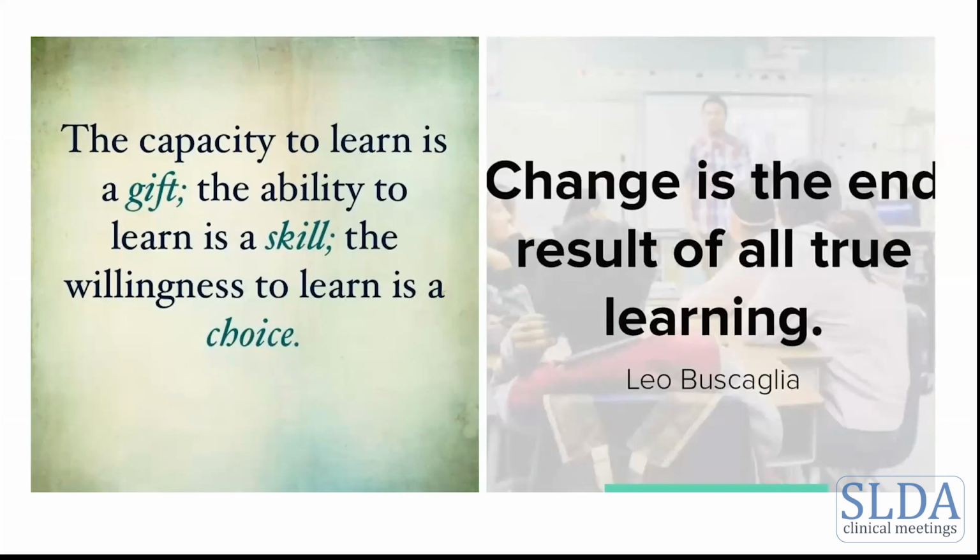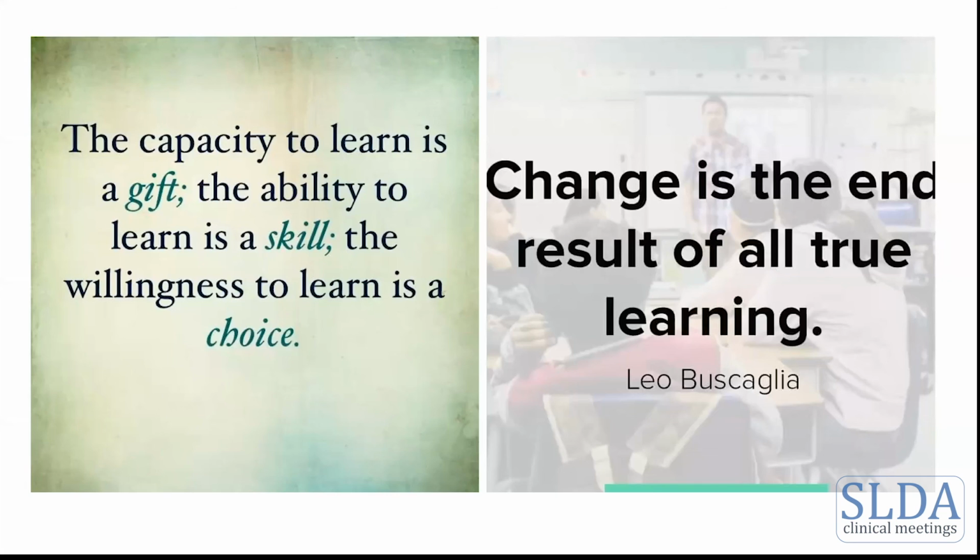So I would like to conclude with these 2 quotes. The capacity to learn is a gift. The ability to learn is a skill. The willingness to learn is a choice. So you have been gifted by the Sri Lanka Dental Association, providing you the platform to learn, and it's your choice to learn.